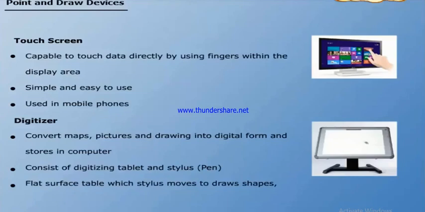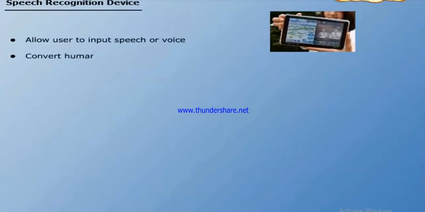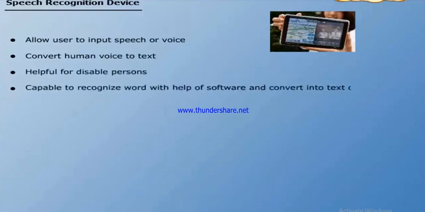Speech recognition devices. Speech recognition allows a person to input data to the computer through speech. Speech recognition devices convert the human voice into text. This device is especially helpful for disabled persons. Speech recognition has the capability to first recognize words with the help of software or a device and then convert it into a text or a command.